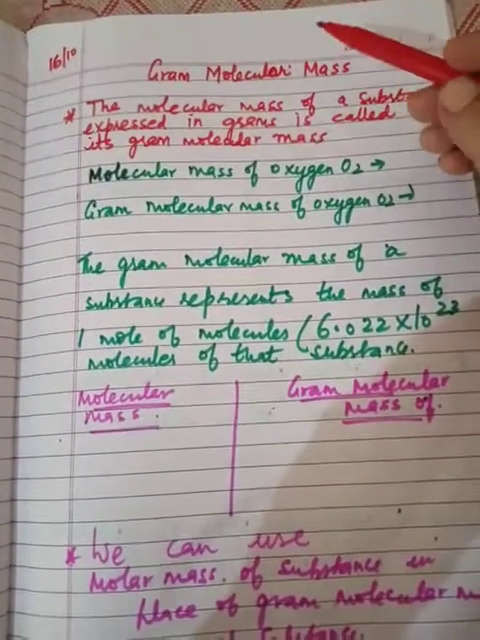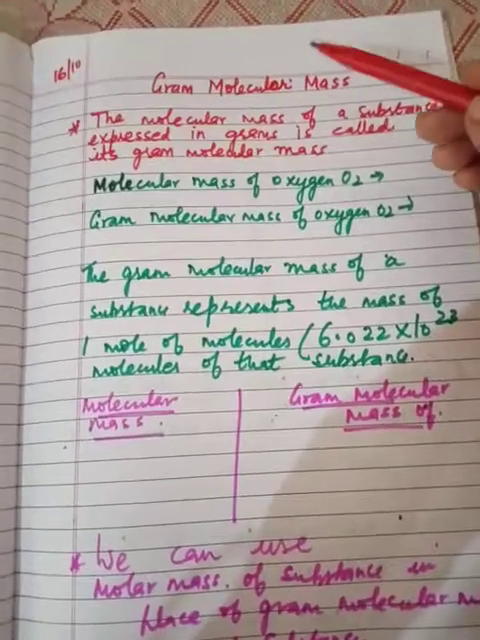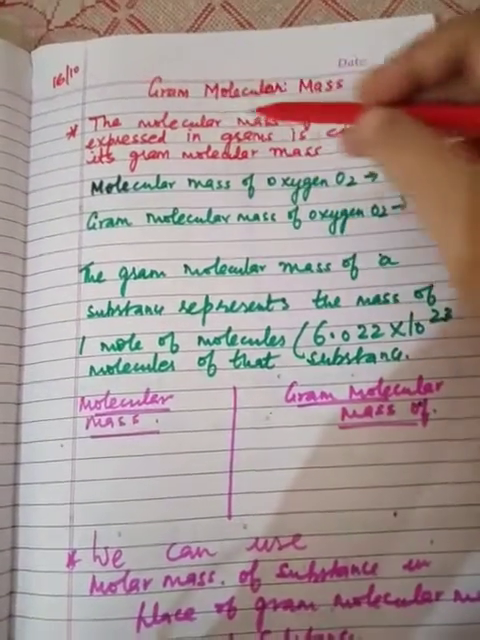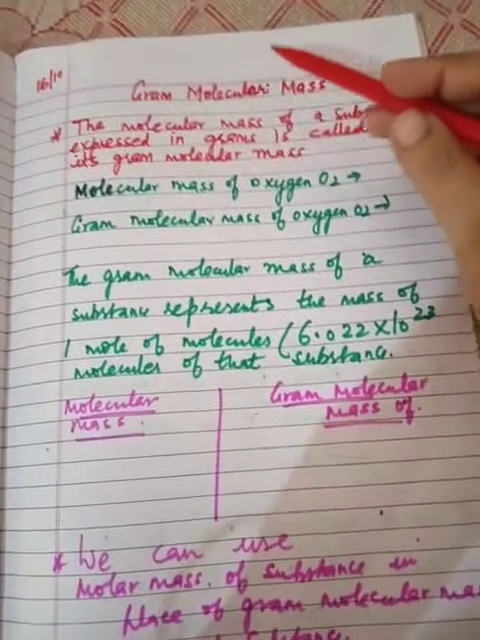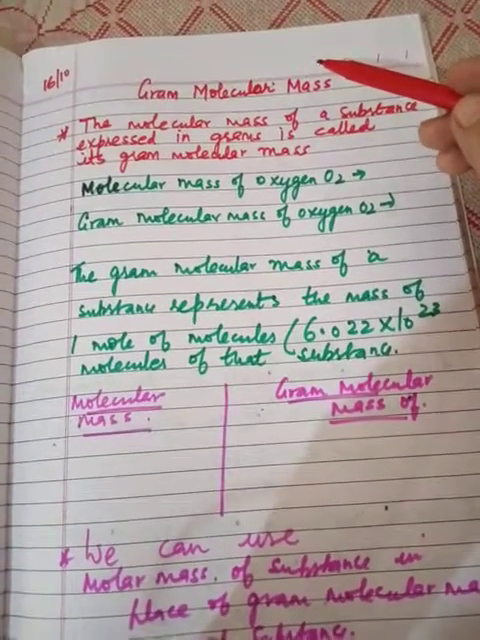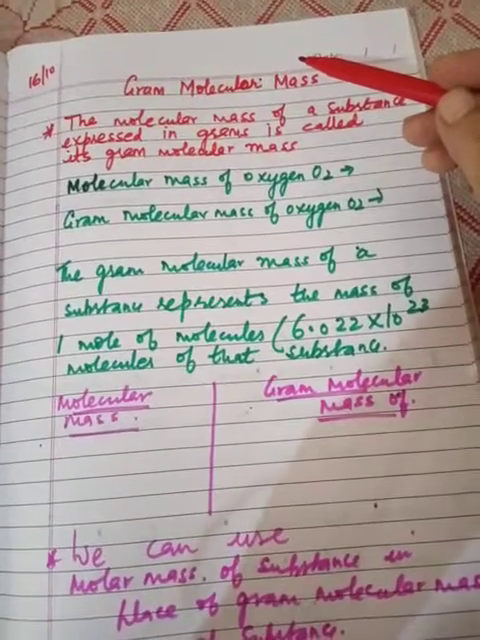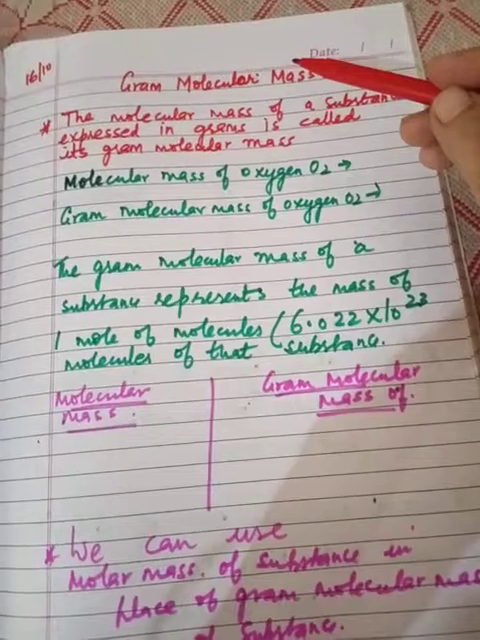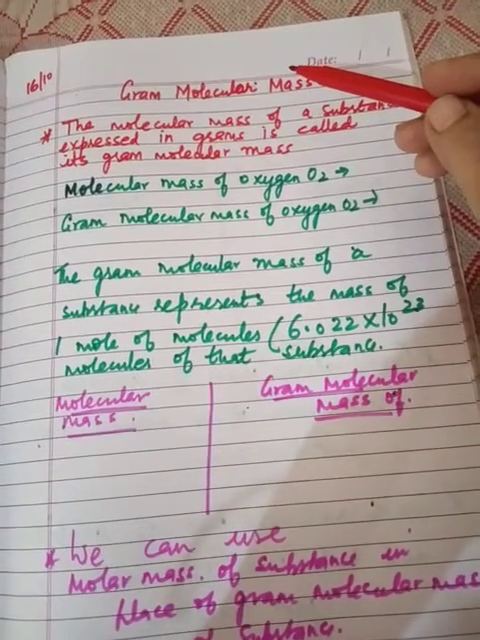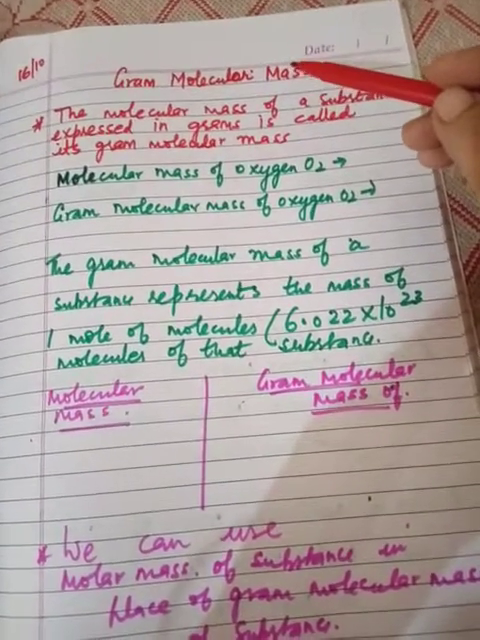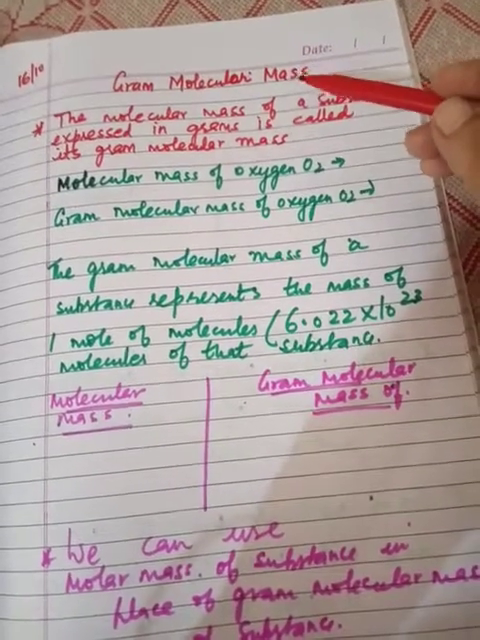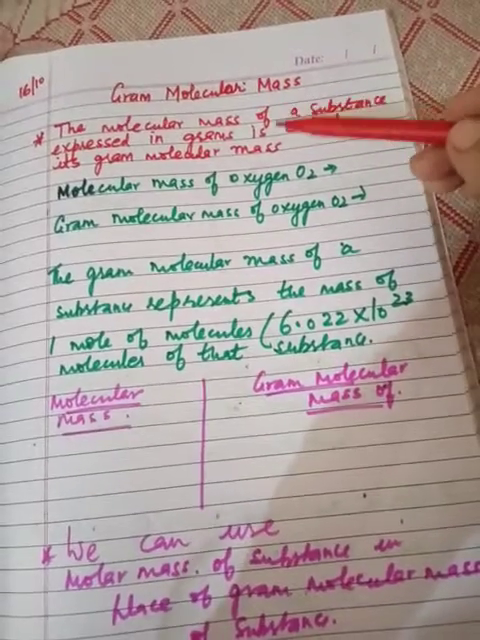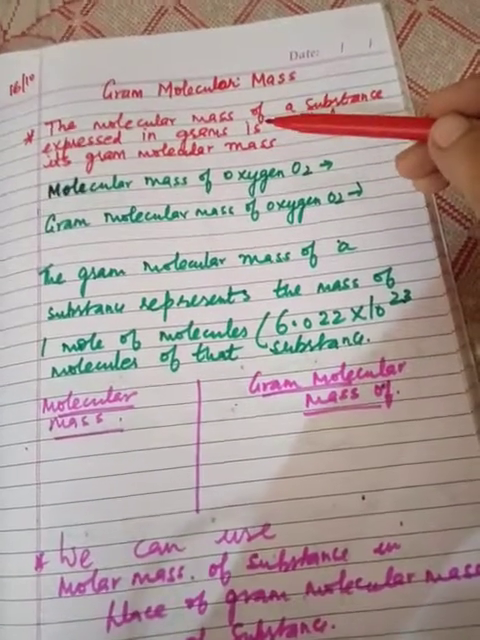Class, today in continuation of the topic gram atomic mass and gram molecular mass, I'm going to explain gram molecular mass. What is gram molecular mass? The amount of substance whose mass in grams is numerically equal to its molecular mass is called the gram molecular mass of that substance. Or we can also define it in simple language: the molecular mass of a substance expressed in grams is called its gram molecular mass.